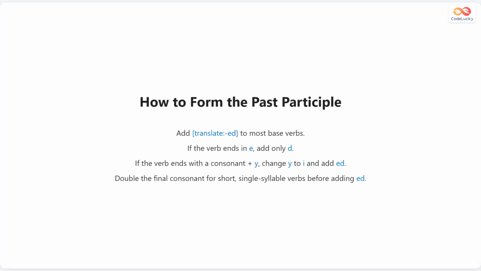To make the past participle form of regular verbs, simply add the letters E and D to most base verbs. If the verb already ends with the letter E, just add the letter D. For verbs ending in a consonant followed by the letter Y, change Y to I, and add ED. For short one-syllable verbs ending in a consonant, double the last letter before adding ED. Each of these patterns helps keep pronunciation clear.